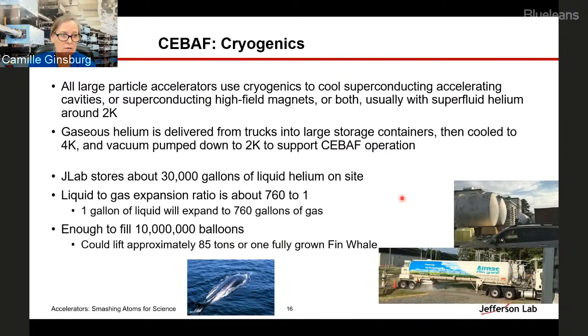Helium specifically, when it goes from liquid to gas, it expands about 760 times. So if we were looking at helium gas, it would be enough to fill 10 million balloons. And that could lift about 85 tons or one fully grown fin whale. This is a picture of a fin whale, and we'd have to ask him if he wants to be lifted up by helium balloons.